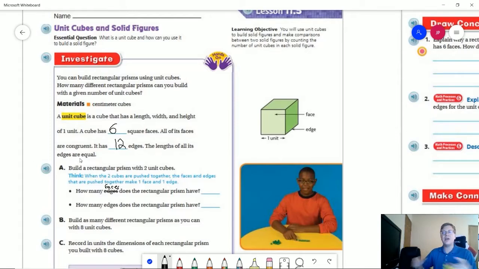So I want you to think about if we could put two of these side by side, how many faces we would have total for the rectangular prism, how many edges we would have, and then as we look at part B and part C, I have a demonstration that I'll cut to in just a few moments.